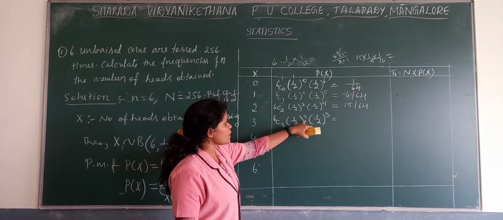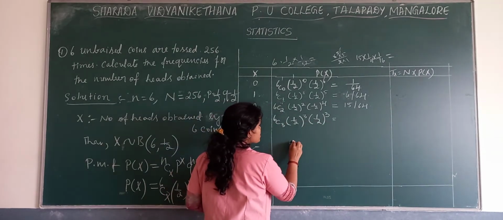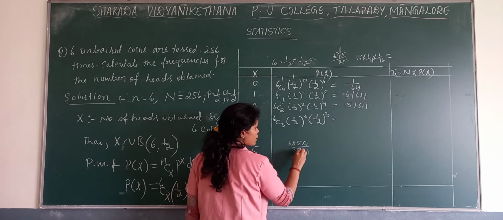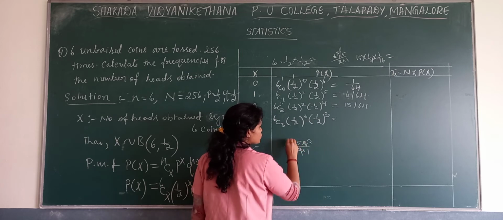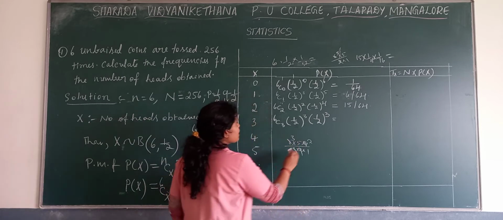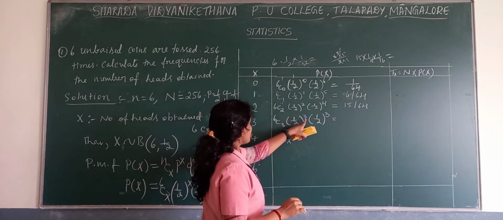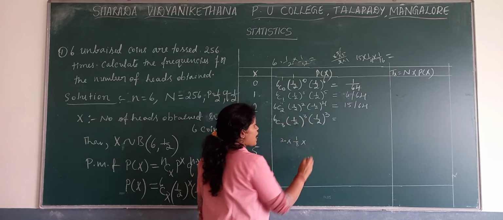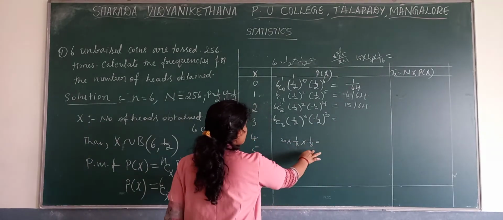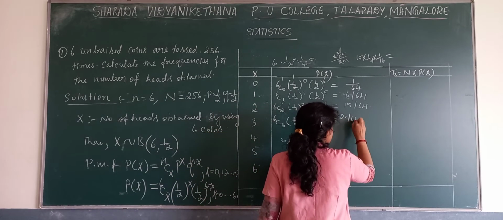6C3 into (1/2)^3 and (1/2)^3. The value of 6C3 is 6 into 5 into 4 divided by 3 into 2 into 1, which gives 20. Then 20 into (1/2)^3, that is 1/8, and again (1/2)^3, that is 1/8. When we multiply this, we get 20/64.